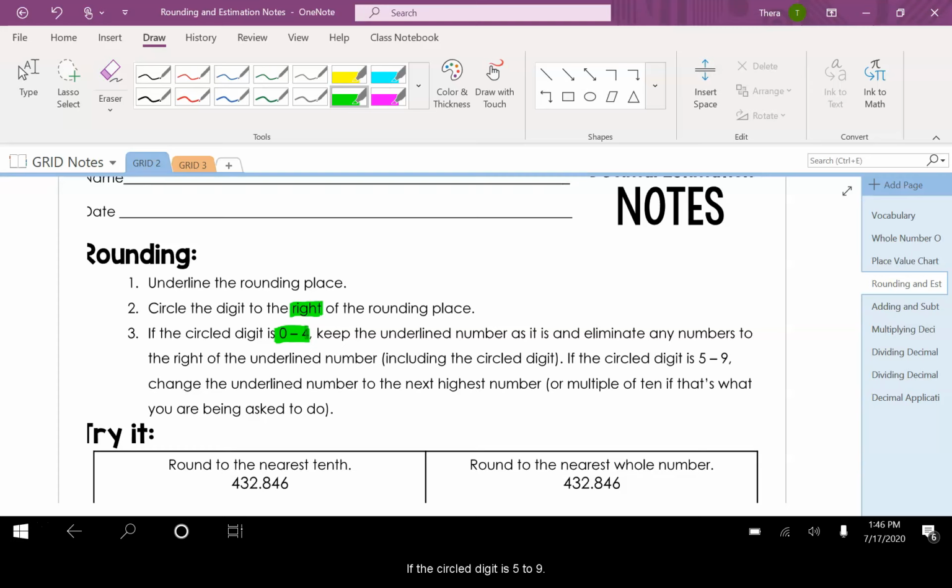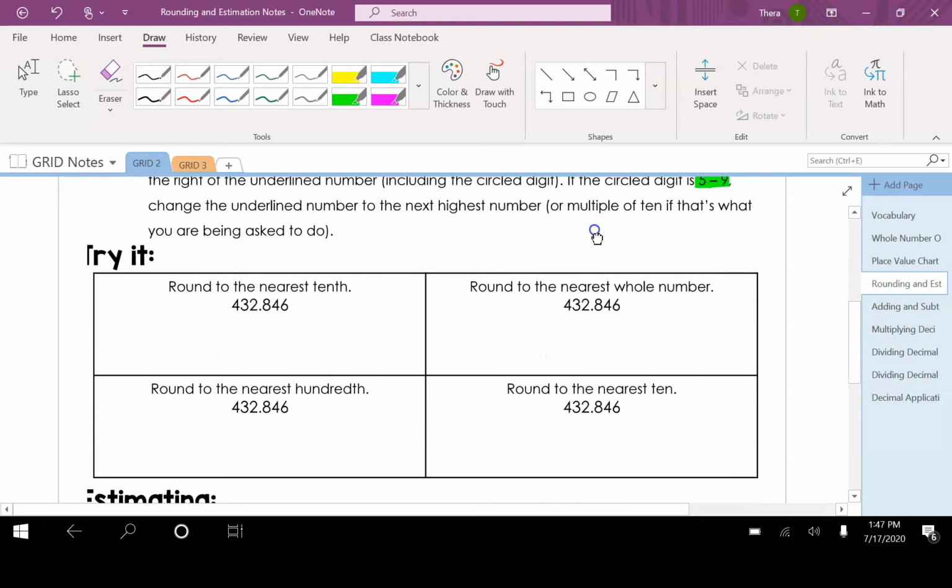If the circled digit is 5 to 9, change the underlined number to the next highest number, or multiple of 10 if that's what you're being asked to do. So let's have a couple of examples.